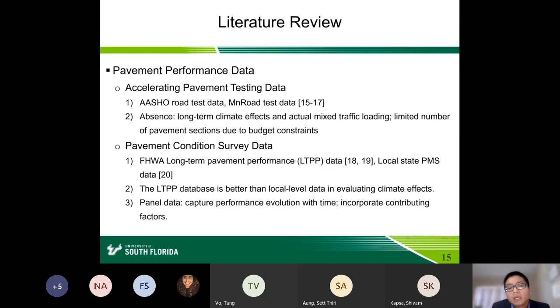So normally we use pavement condition survey data in pavement management system. The pavement condition survey data can be classified in two levels, the national level and the local, state level. The LTPP database is the national level data launched by FHWA. Since the LTPP data can cover the overall national climate regions, it is much better than local level data.